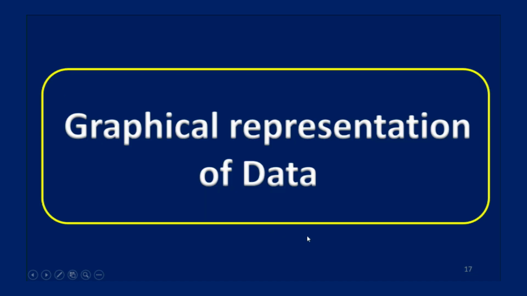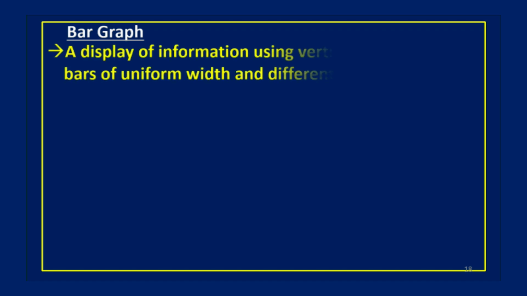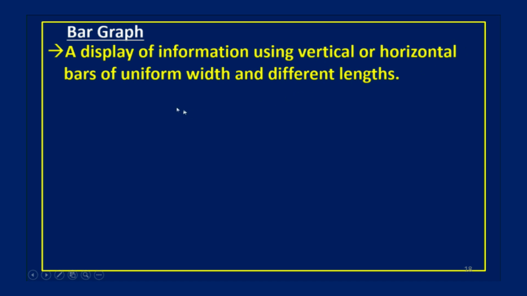Now let us understand graphical representation of data. In that, first I am considering bar graph. Children, what is bar graph? Yes, a display of information using vertical or horizontal bars of uniform width and different lengths. Try to understand children here, width must be same but length will be varying.